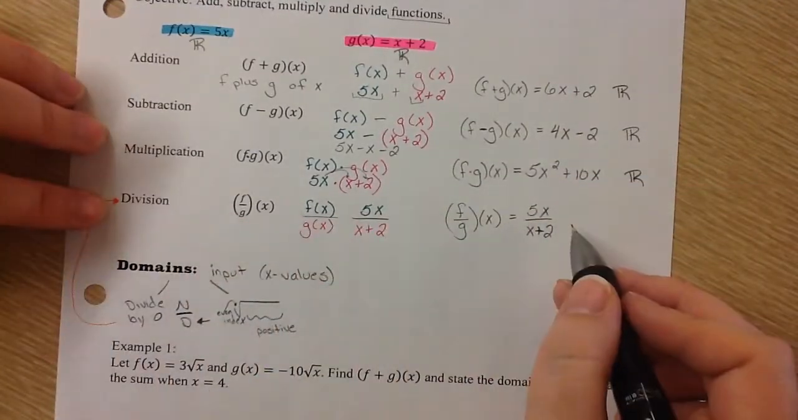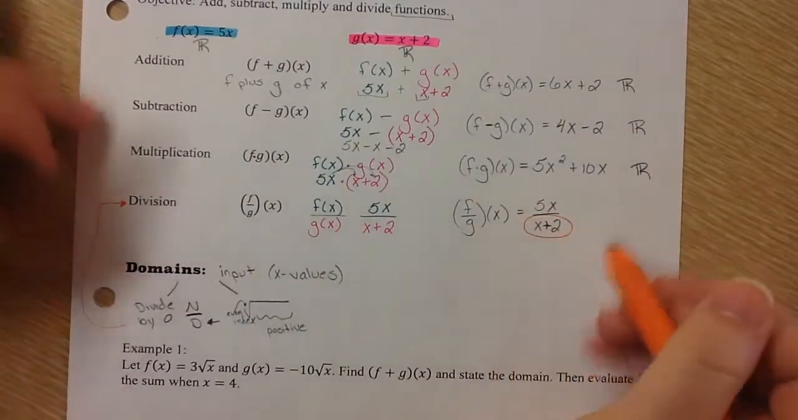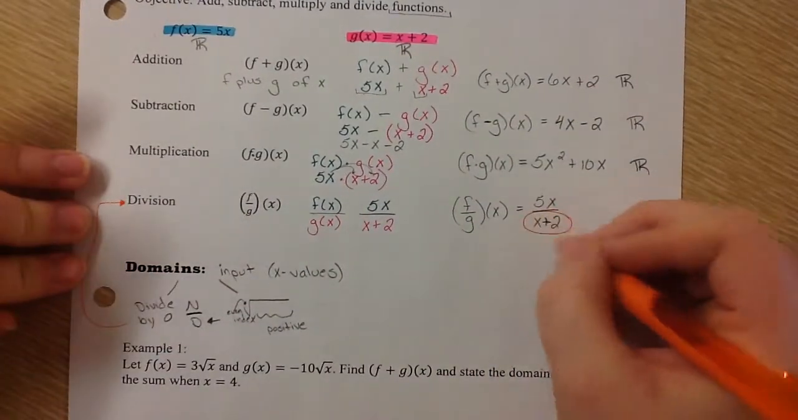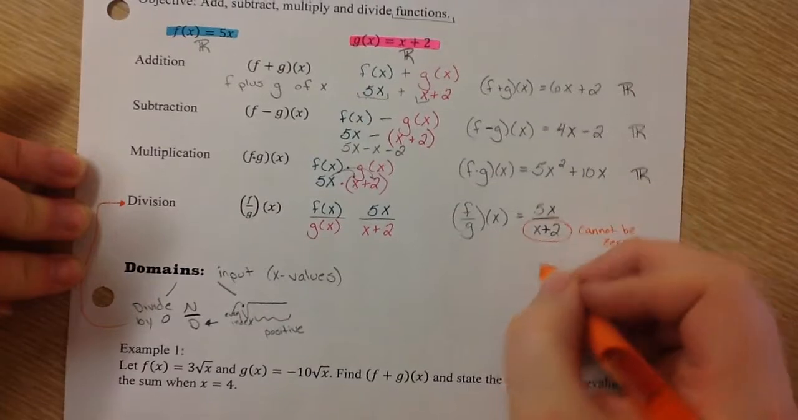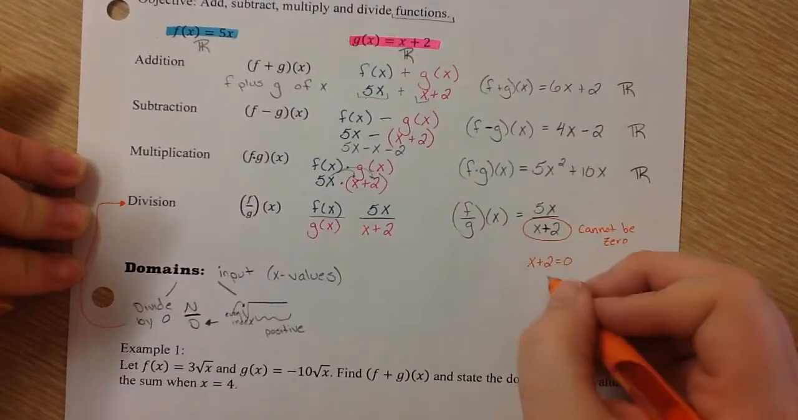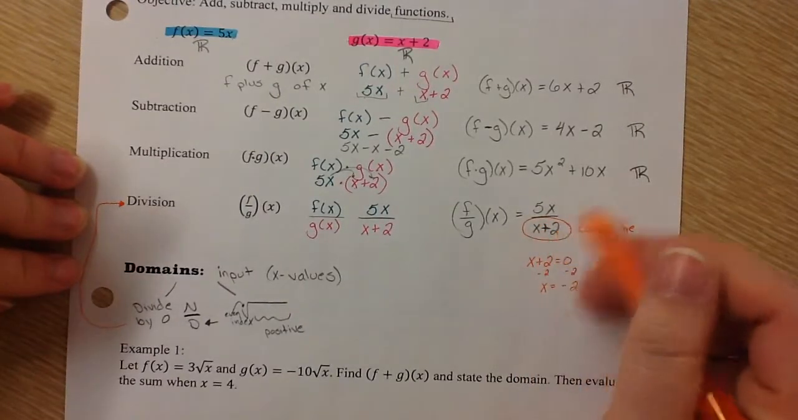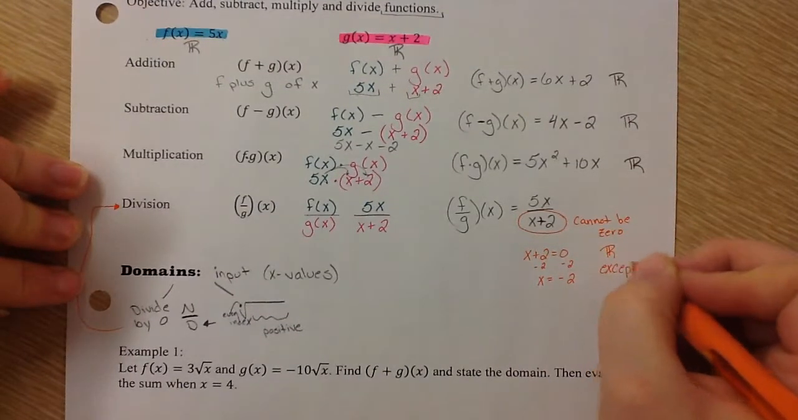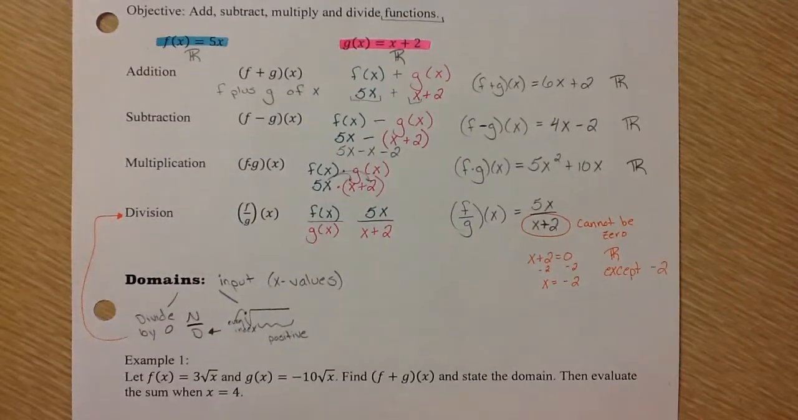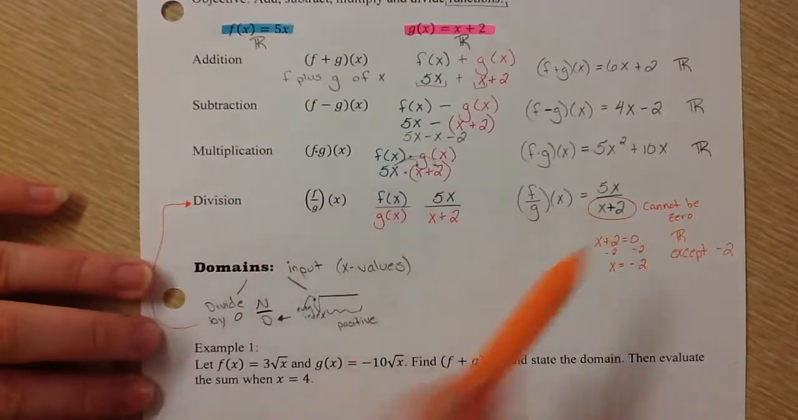But look here when I divide them. I've now introduced a divide by x. So I now have to be careful because this bottom denominator cannot be 0. So I need to look for what makes x plus 2 equal to 0. Well, when we subtract the 2 from both sides, x of negative 2 will make this 0. So my domain here would be all real numbers except negative 2. I can put any number I want into this function except for negative 2. So you really have to be cautious on that division one.